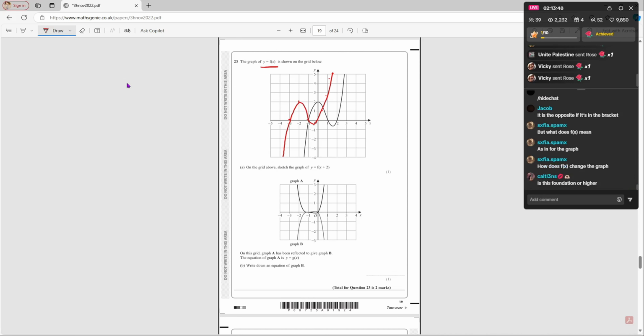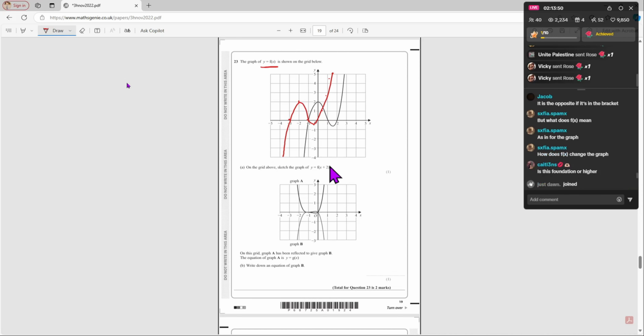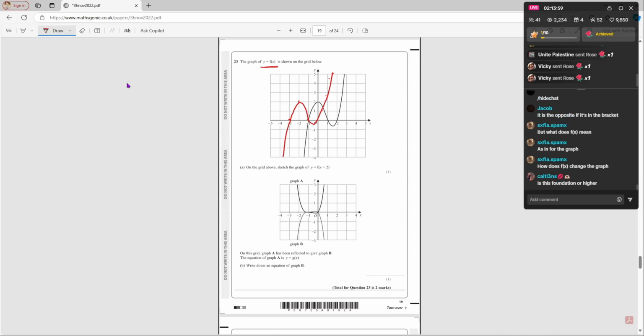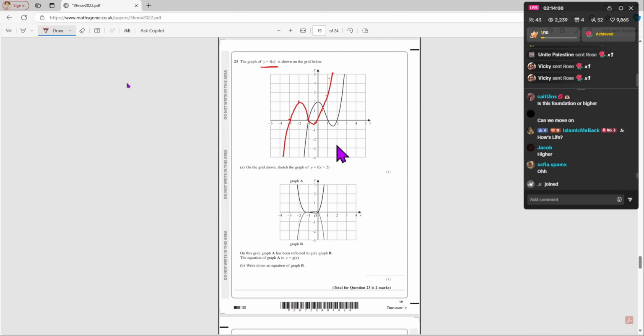How does f(x) change the graph? So basically, f(x) can be anything. f(x) can be a straight line. It just depends what the question tells you. As you know, x can be any number. It just depends on what the question says.